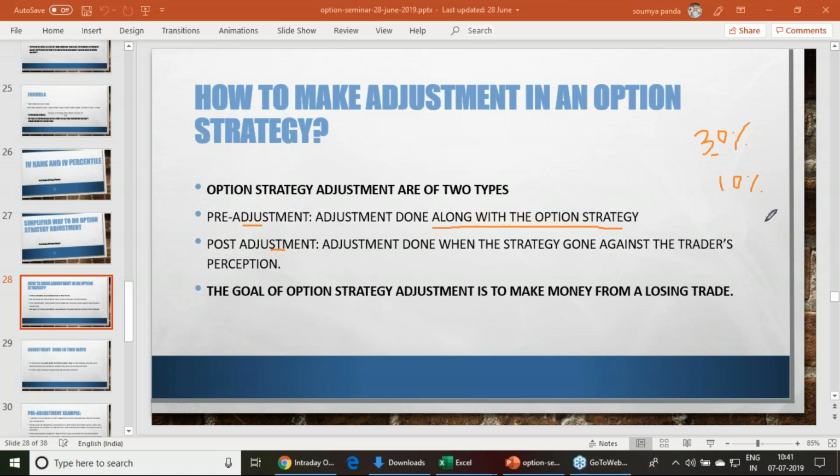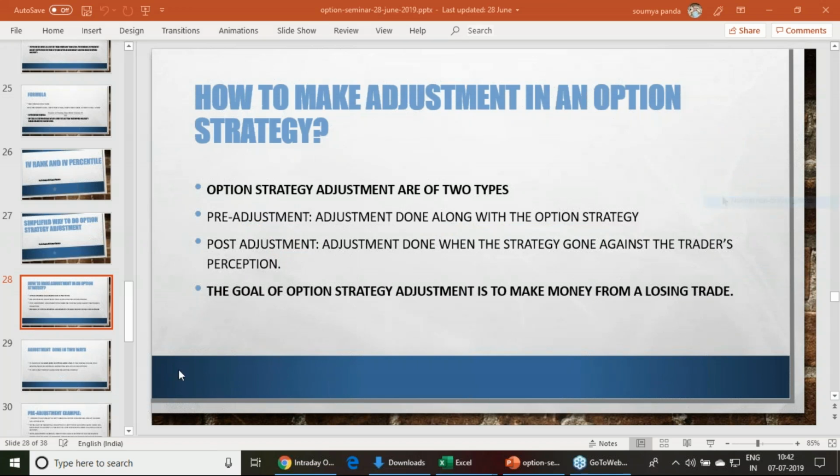So the very idea is that pre-adjustment must be done when the option strategy has a very short span of life. Post-adjustment can be done when the option strategy has a longer time frame or longer life to mature. At that time post-adjustment can be done.